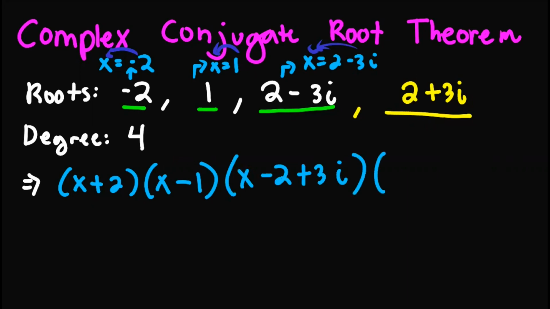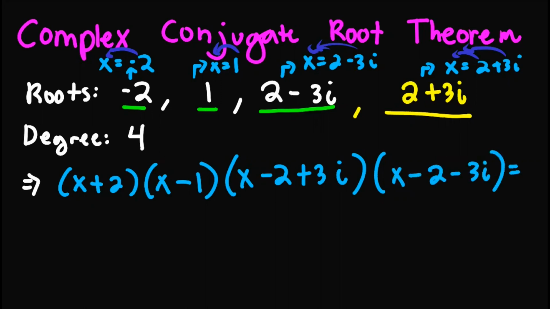And for this one, we have x equals 2 plus 3i. Move both to the left side, and we obtain x minus 2 minus 3i equals 0. So this is already our polynomial equation.